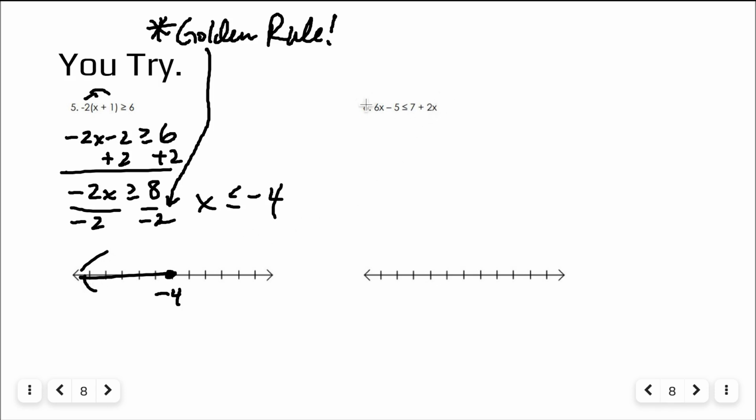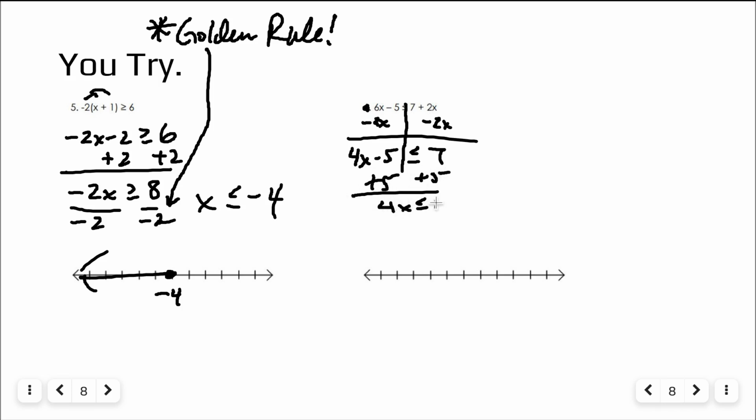And then in number 6, we have here, let me just get that out of there so that way I don't confuse myself. We have variables on both sides, but that's okay. So I'm going to subtract 2x on both sides to put all my x's on the same side. It gives me 4x minus 5 is less than or equal to 7. I'm going to add 5 on both sides. I have 4x is less than or equal to 12. And divide both sides by 4. We have x is less than or equal to 3.